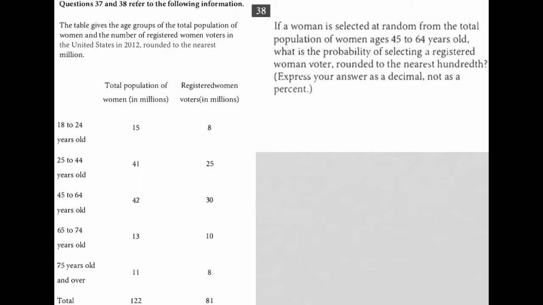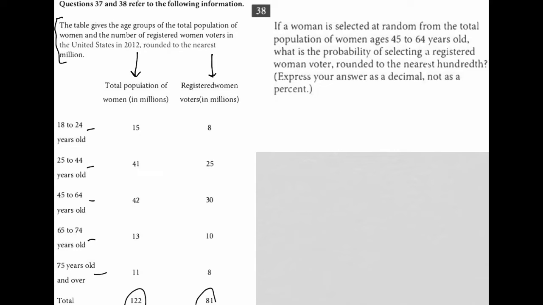So this question, number 38, starts off with some provided information here. It says the table gives the age groups of the total population of women and the number of registered women voters in the United States in 2012, rounded to the nearest million. So we see our first column is just total population of women in millions, and our second column is registered women voters in millions. And we have some different age ranges here provided, as well as some total values provided here as well.